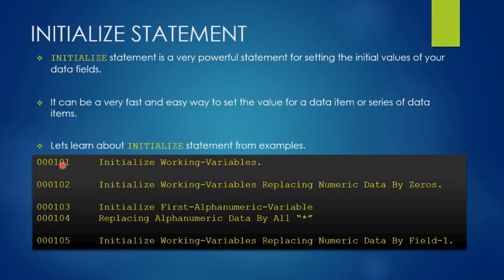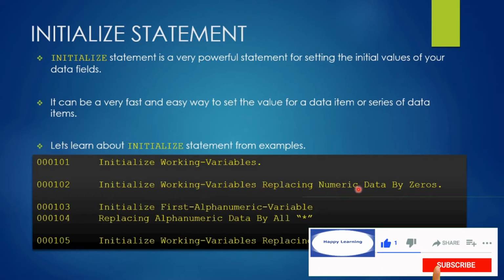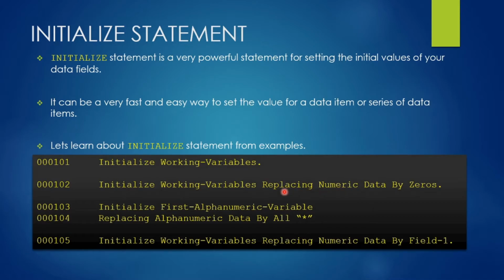In the first example, we are initializing a variable named WORKING-VARIABLES. When the INITIALIZE statement is performed, all the elementary data items of the WORKING-VARIABLES group data item will be initialized according to the type of field they are. So numeric elementary data items will be initialized with 0 and alphanumeric data items will be initialized with spaces. In the second example, we are targeting specific fields in the group. We are initializing all the numeric fields of the group variable, that is WORKING-VARIABLES, with zeros. When this INITIALIZE statement is performed, all the numeric fields will be initialized with zeros.